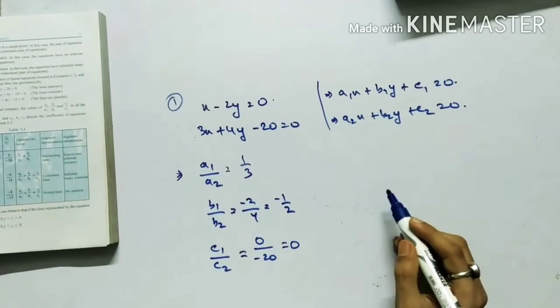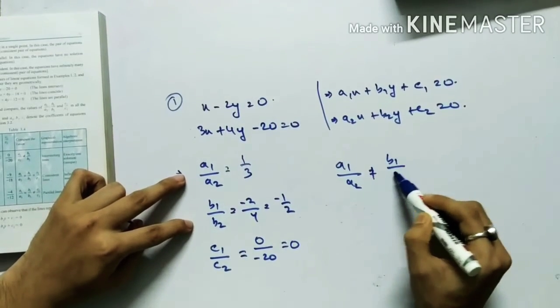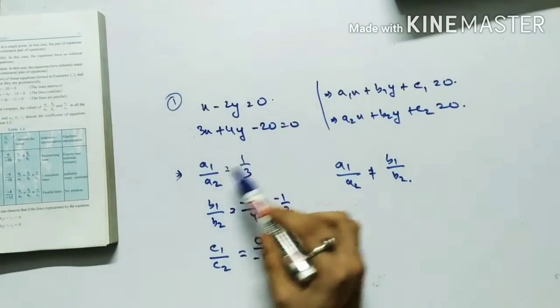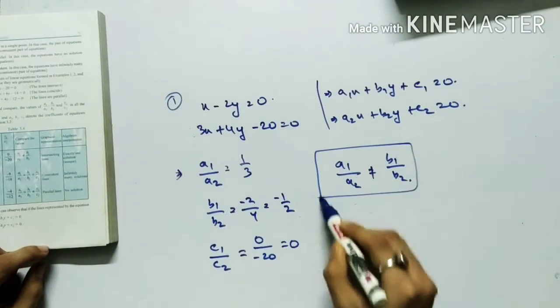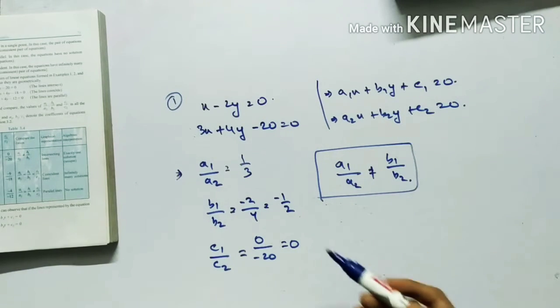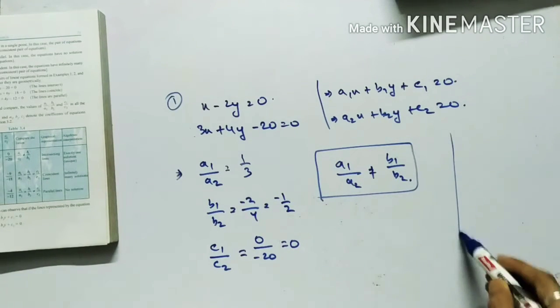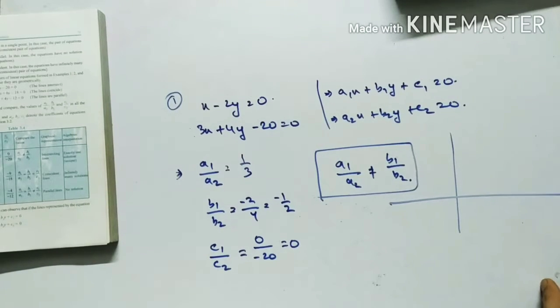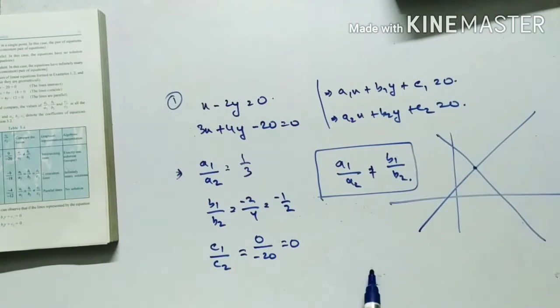Understand? So now in here, what I got is that a1 by a2 is not equal to b1 by b2. Since a1 by a2 is not equal to b1 by b2, that is the important point, that means if you represent these two linear equations geometrically or graphically, these two lines will intersect at a point.